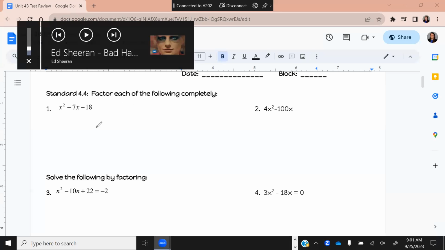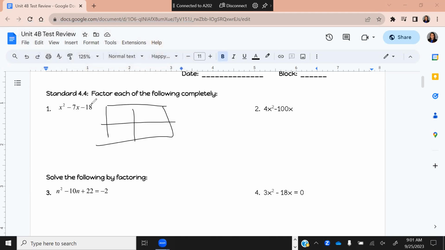All right, so factoring. First thing we do with this is we make sure it's in standard form. Then we're going to take the first term and put it in the first box, last term in the last box. You should be able at this point to do that. When you see factor, draw the box, put the first in the first box, last in the last box. Now, we're going to draw our big X.